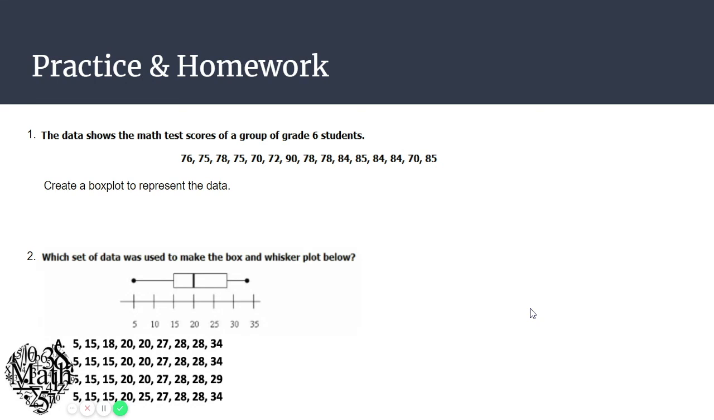All right, now that we have practiced, let's see what the homework is for tonight. So you have 2 problems. The first problem, you're going to create a box and whisker plot using the data provided for a group of 6th grade students, their math test scores. And then the second problem, you're given the box and whisker plot, and you are trying to figure out which set A, B, C, or D will match that box and whisker plot. So which one of those sets is the correct data set that would represent that box and whisker plot shown? These answers will be reviewed at the beginning of tomorrow's lesson.